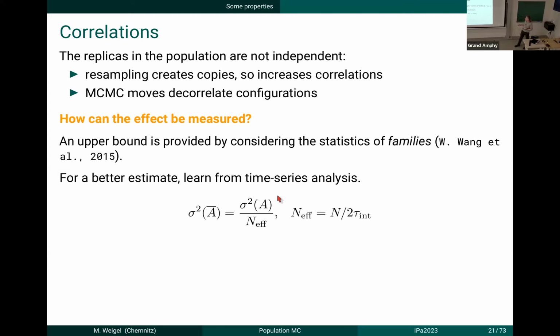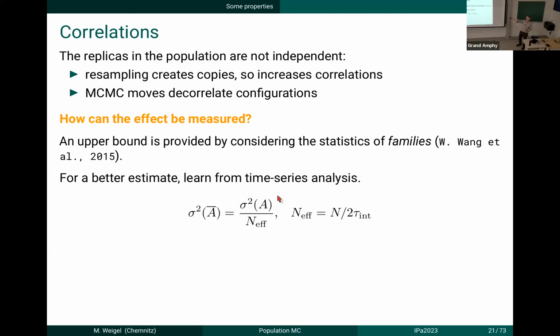I mean, if you have completely independent measurements, then we know that the variance of the mean is just the variance of the individual measurement divided by n. And if there are correlations, then this n gets replaced by an effective population size, which is the original n divided by this integrated autocorrelation. So this is just a measure for the correlation in your Markov chain. And something very similar can be done here.